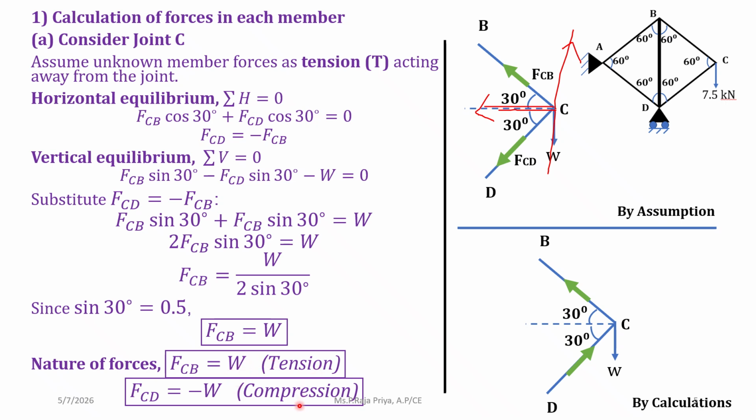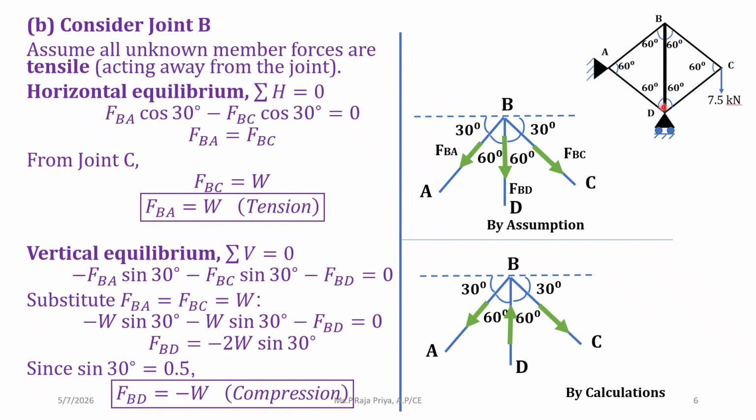So one is tension, another one is compression. But for assumption, we take everything as tension. And here we got FCB as tension, so what we have assumed was correct. But here FCD is minus W, so by calculation, this member force is compressive.